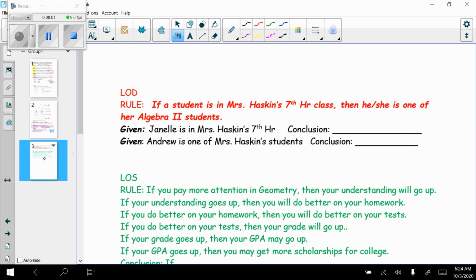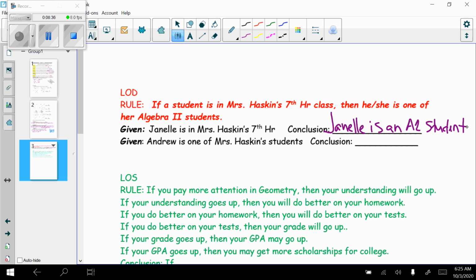So remember, LOD, this is law of detachment. The rule says if a student is in Ms. Haskins' 7th hour class, then he or she is one of her Algebra 2 students. I teach 7th hour, Algebra 2. All right, so given Janelle is in Ms. Haskins' 7th hour, can we conclude anything by law of detachment? Yes, we can conclude that Janelle is an Algebra 2 student. So Janelle is an, and I'm just going to abbreviate Algebra 2 for A2 student.